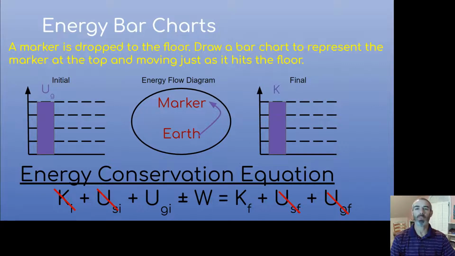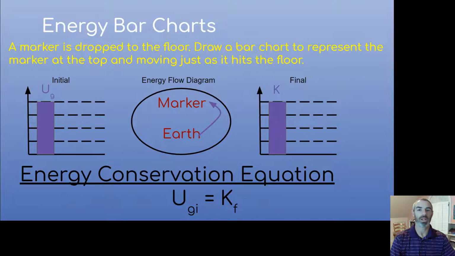Now we have to ask ourselves about work. Well, we look and we can see that all the arrows stayed inside the system. We only had one, so that means work is 0. That simplifies our equation down to initial gravitational energy equals the final kinetic energy for this example.